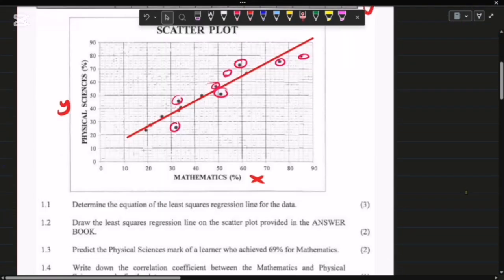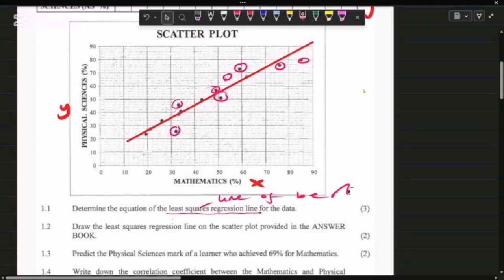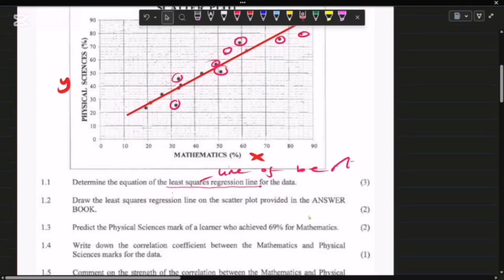And then question 1.1 says determine the equation of the least squares regression line. Now, I spoke about this terminology issue in our last session. I said that this is simply a fancy way of saying the line of best fit, which is simply the line that we just drew, this red line. So they want the equation for this line.